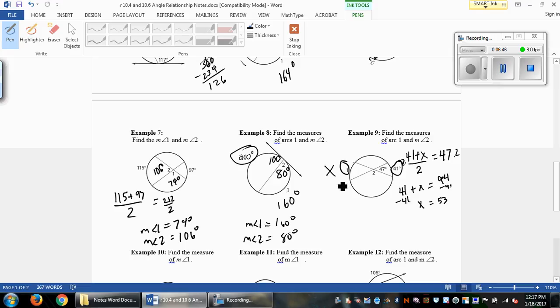So that makes angle 1 53 degrees. This is a straight line, so you have 180 degrees. If we minus the 47, we'll get the measure of angle 2, which would be 133. So the measure of angle 1, or arc 1, sorry, it's an arc, and we'll just say 153 degrees. And then angle 2 is 133 degrees.